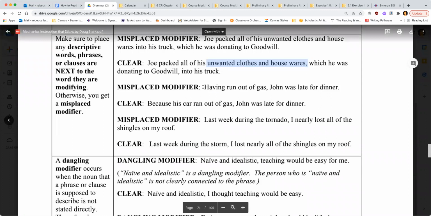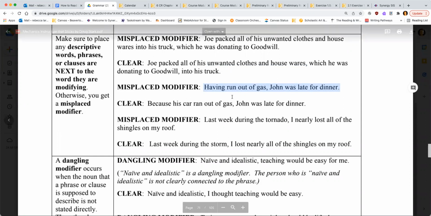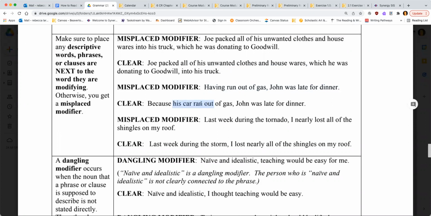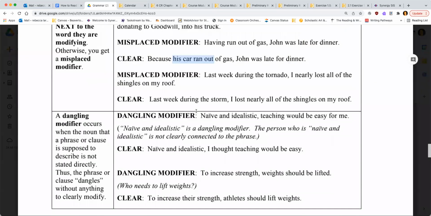A misplaced modifier could also be something like, having run out of gas, John was late for dinner. I guess John could run out of gas, but I'm going to assume that it was a car that ran out of gas. See how we left out that actual noun? We need to add that back in. Then we have another misplaced modifier. Last week during the tornado, I nearly lost all of the shingles on my roof. More clear, last week during the storm, I nearly lost all the shingles on my roof. So just moving around pieces of your sentence to be clear.